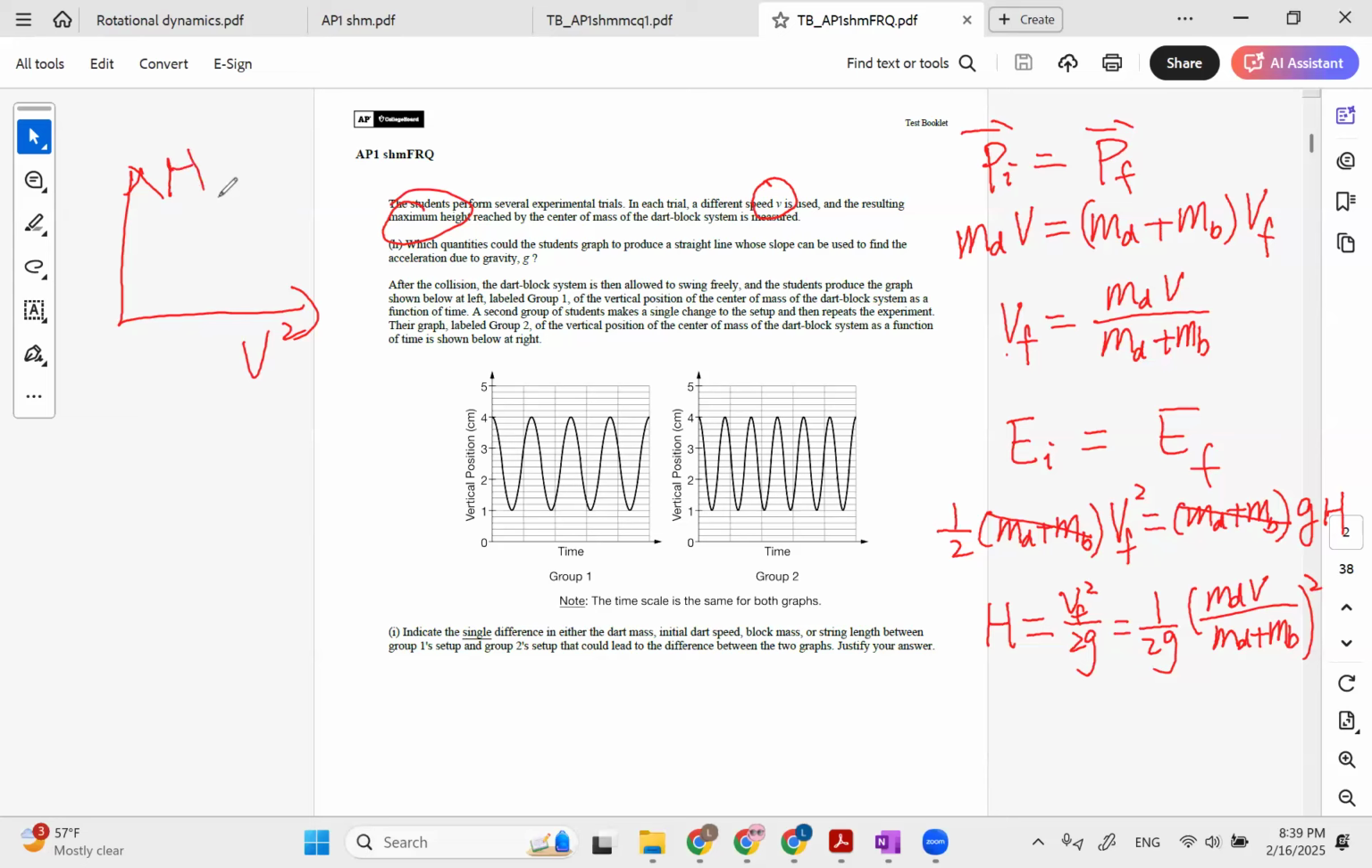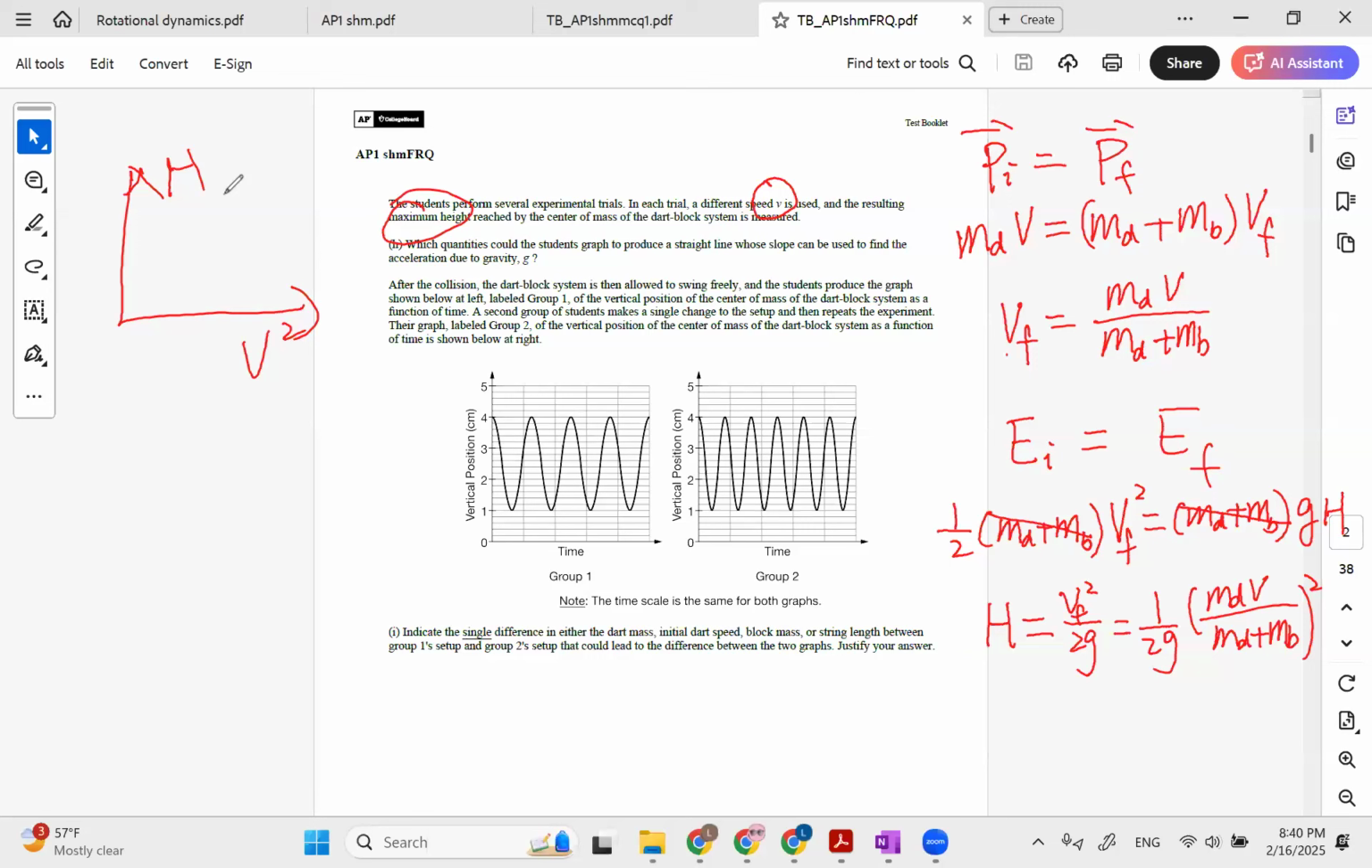So you need to mention which quantities? Height and v squared. Yeah. Why do you pick height and v squared? Actually, I'm not sure. Our teacher went through it in class, but I don't know.